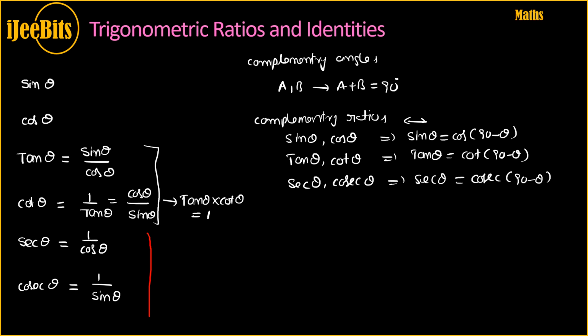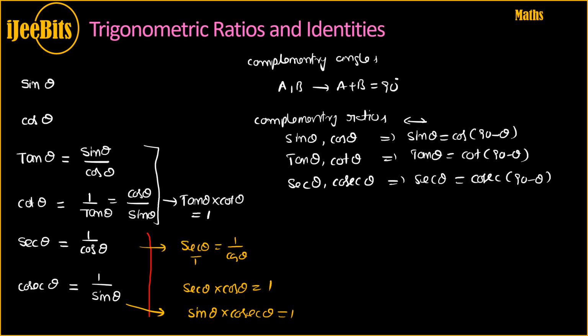Cosecant theta equal to 1 by sine theta. So if you cross multiply this one, what happens? Even you can take this also. Secant theta equal to 1 by cos theta. What does it mean? Secant theta into cos theta equal to 1, right? Similarly, if you take this one, sin theta multiplied by cosec theta equal to 1, right? These are some of the identities that we found out.